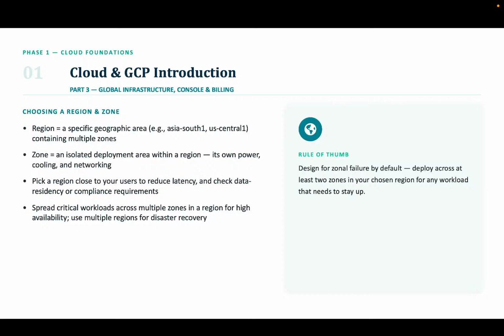Just to give a definition, a region is one geographic area, and in that geographic area you have multiple data centers. Let's consider a zone as a single data center, which has its own power, its own cooling, and its own networking. Ideally, it is designed so that in one region, you have separate zones, each a dedicated data center.